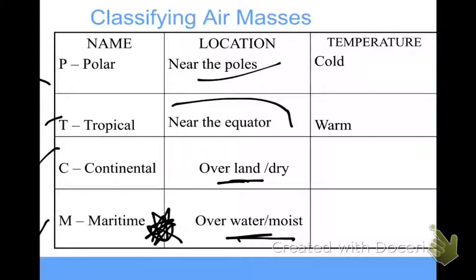If the air mass was dry, and you know it's dry because it formed over land, you would give the letter C for continental because it formed over a continent. Or if it formed over the ocean, you would know that means that it's moist, and then you would give it an M for maritime. Maritime, you can think of marine, if that helps you remember it a little bit more.